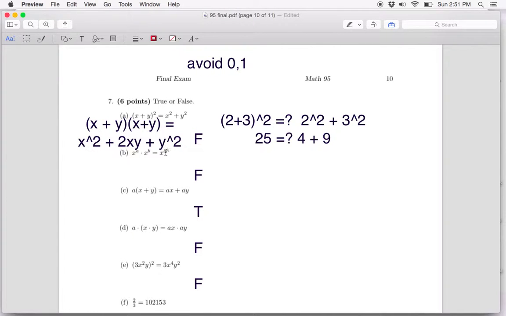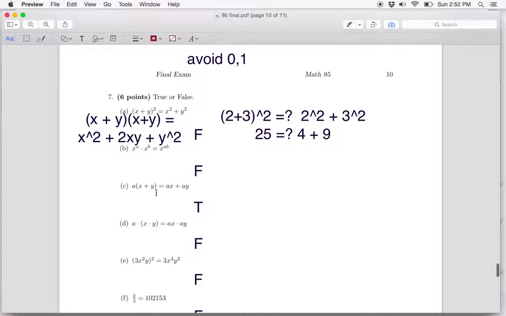That should be a plus. If this were true, you'd have x raised to the a plus b. So glad I caught that. Because say you have 2 to the 3rd times 2 to the 5th, well, that's 2 times 2 times 2 times 2 times 2 times 2 times 2 times 2. So all together that would be 8 of them. But that would have told us that we should add 15 of them. So we know that's wrong.